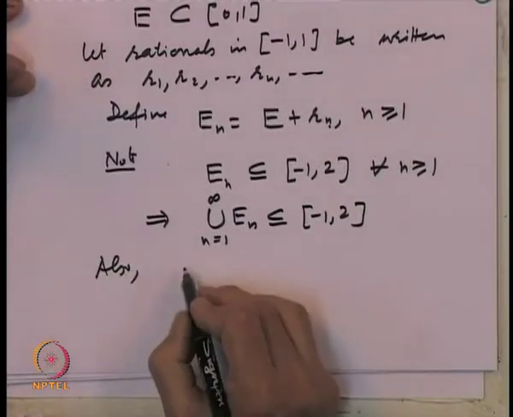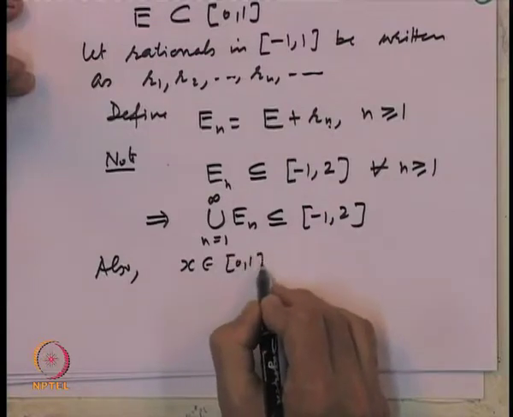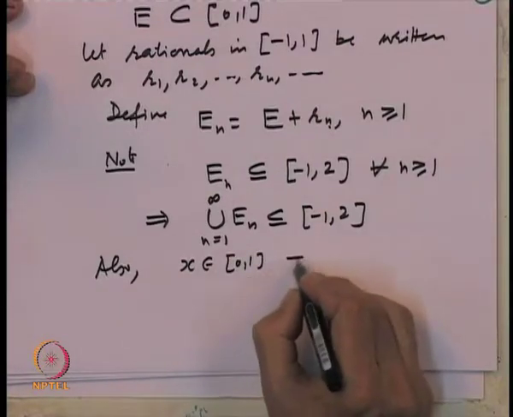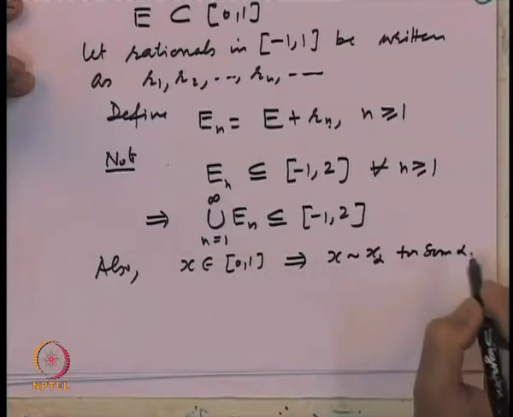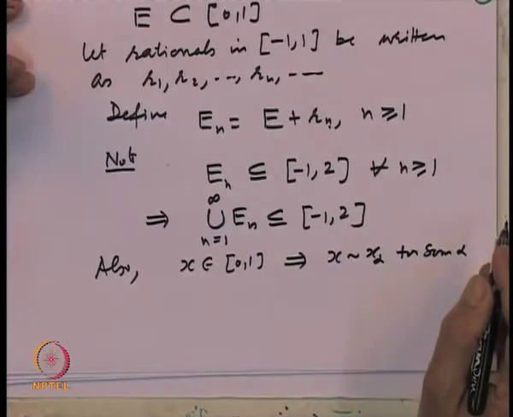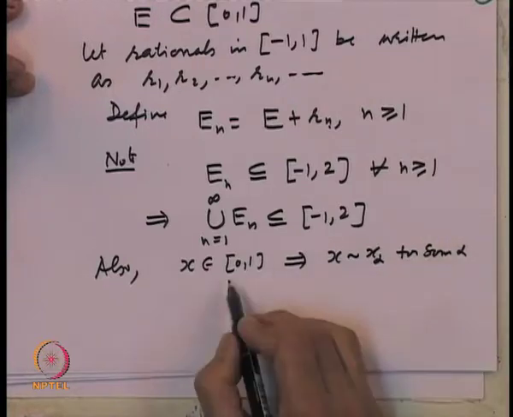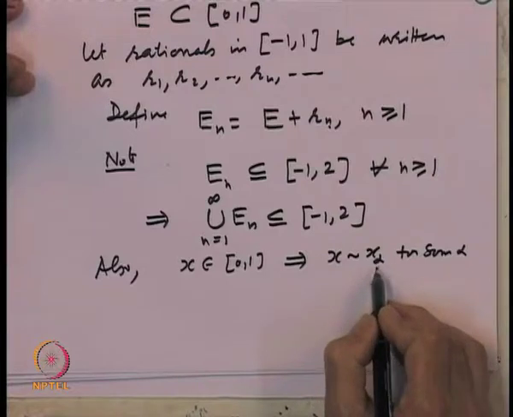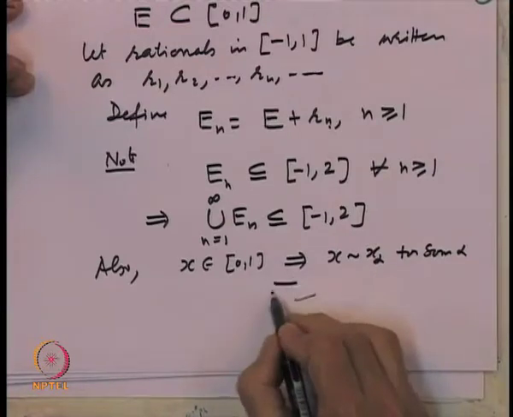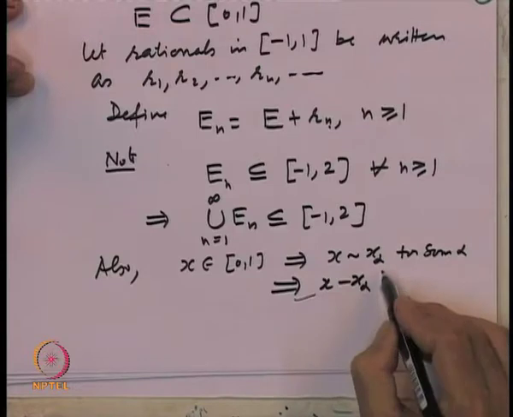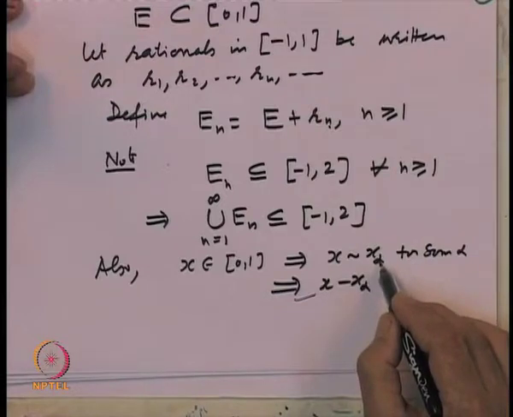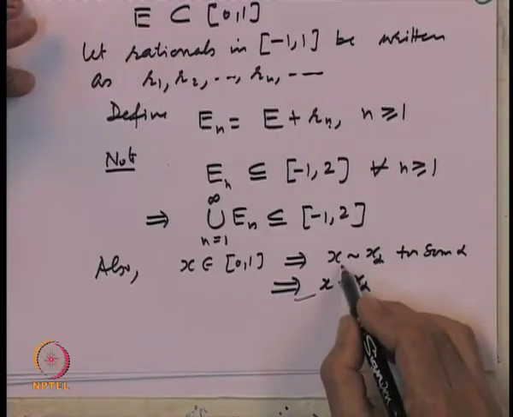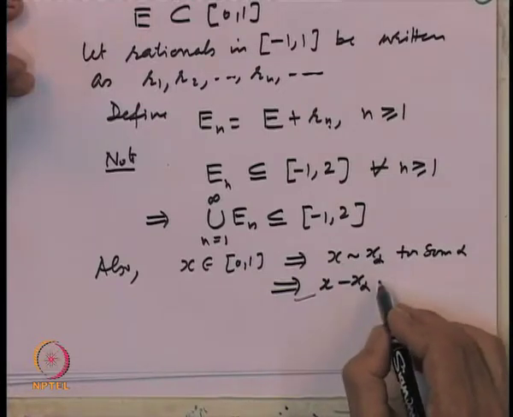Also, if I take x belonging to [0,1], that implies x is related to x_alpha for some alpha, because the equivalence classes cover [0,1]. So, every element x in [0,1] has to belong to one of the equivalence classes. Say it belongs to E_alpha. That means it is related to x_alpha, the element that we have picked. So, that implies that x minus x_alpha is a rational. X minus x_alpha related means the difference is a rational, and so where will that rational be? x is in [0,1], x_alpha is in [0,1].